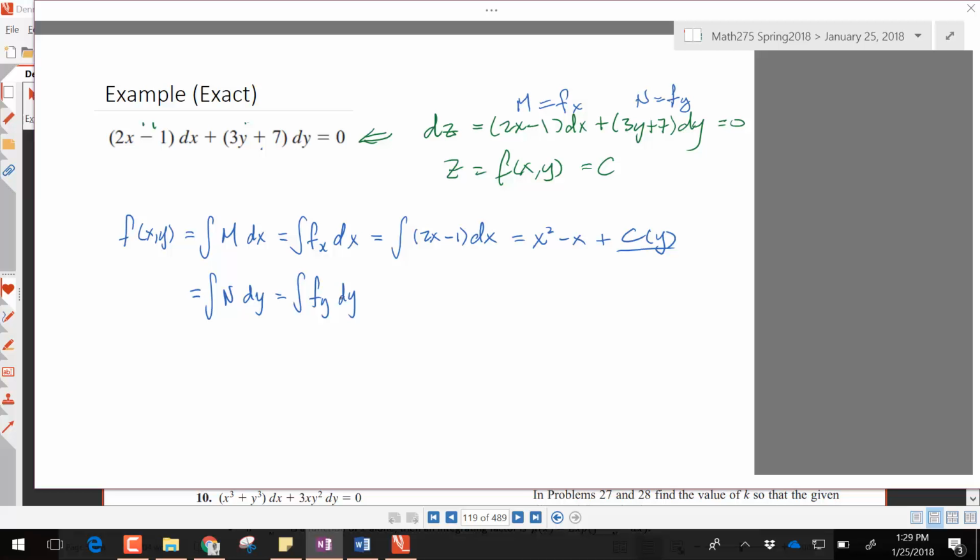So to try to recover the original function, we're going to take the antiderivative with respect to y. And here's what we got. I got the integral of 3y plus 7 dy, and that's going to give us 3 halves y squared plus 7y. And again, there's a possibility that we're going to get another function of x because x is constant. Now these two c's over here, sometimes they write this as g of x and h of x, or g of y and h of x. So let me go ahead and change that.